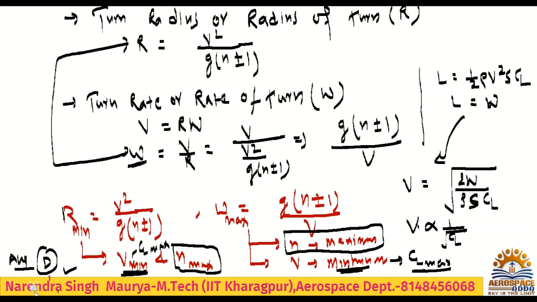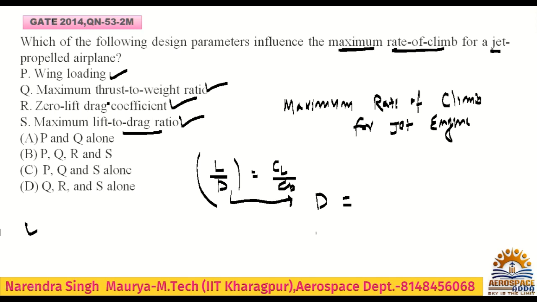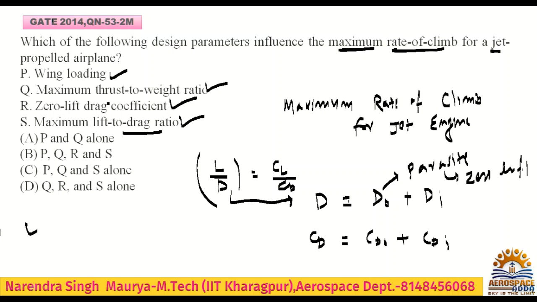Let me check all options given or not. So see, this one also will be correct. Hope you understood why. This D in L by D is nothing but drag, and whether you write L by D or CL by CD, the meaning is the same. So what is the CD? CD is nothing but CD naught plus CDI, or you can say D is nothing but D naught plus DI. D naught is parasite drag, which is also called zero lift drag. So if you say drag, then automatically this component will come. So all of PQRS is correct.